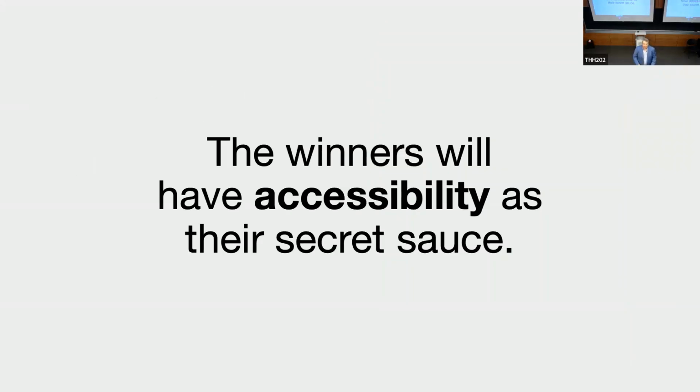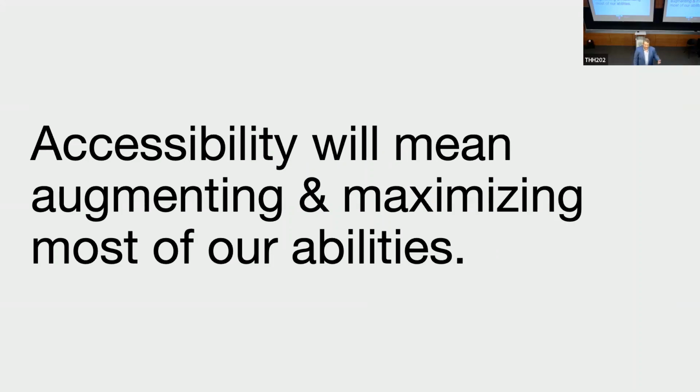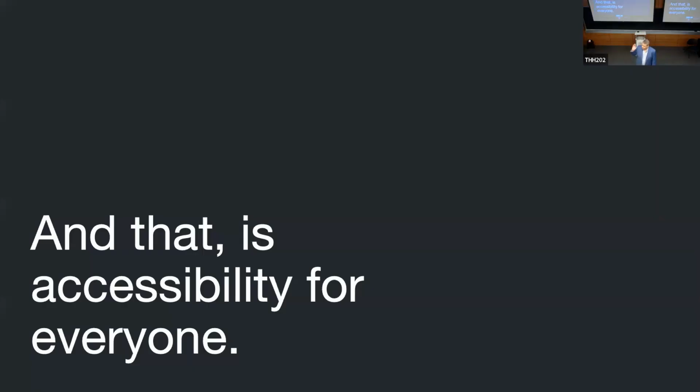Next slide. And the purpose of all of this is just to share that the companies that are going to succeed in this space are going to have accessibility as part of their secret sauce. They're going to test with people with disabilities because this is going to make the difference. And I think we should stop thinking about accessibility as being mostly about people with disabilities. All of us, as we've seen today, have very different abilities, and AI plus other technologies together are going to augment every single ability we have and hopefully maximize it. And that will be accessibility for everyone.